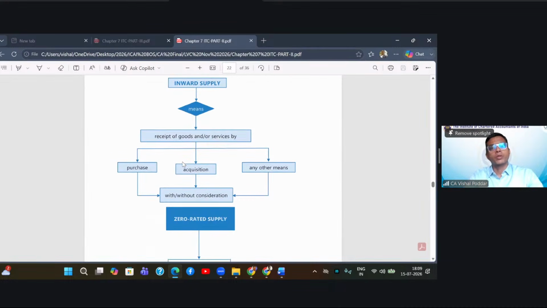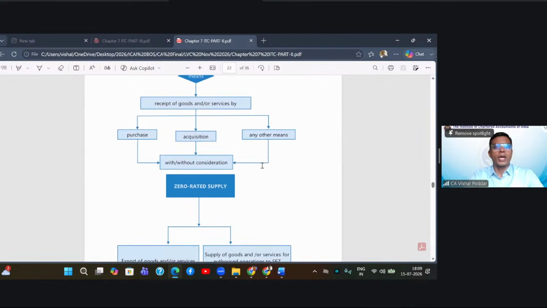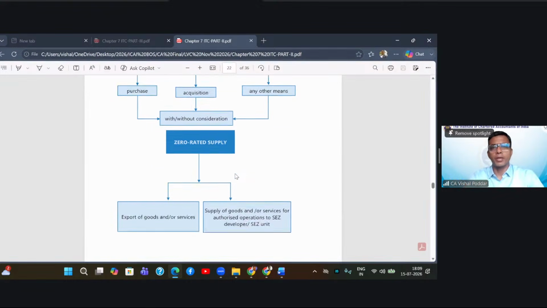Next, on your inward supply, what things will be covered? It will be the receipt of your goods or service, which are purchased by you, acquired by you, or by any other means you have got it, maybe with or without consideration. So in simple words, it is the opposite of output supply. That is what is inward supply.